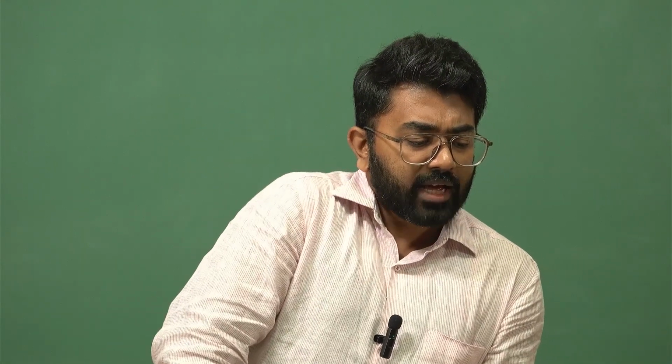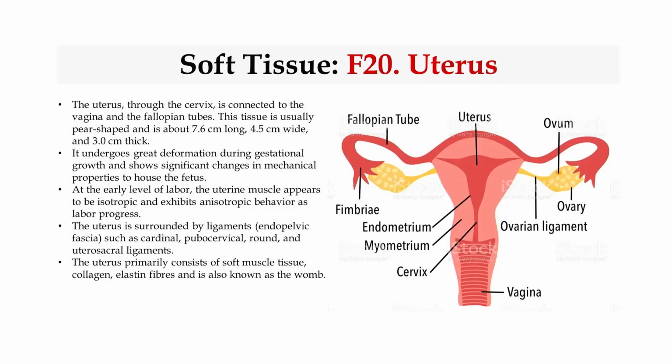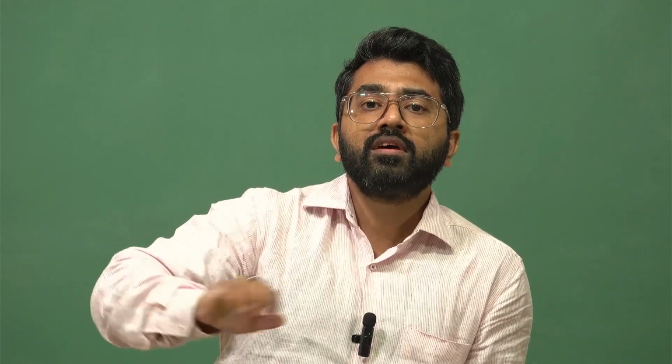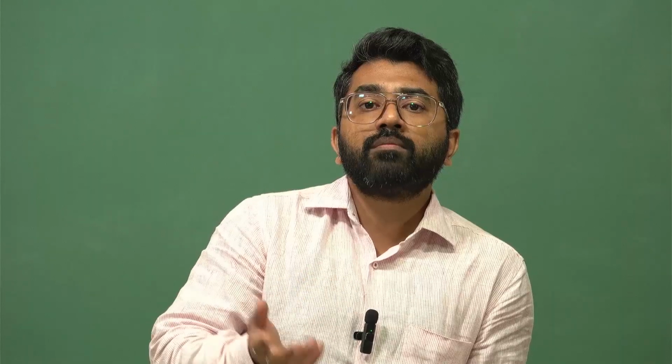At the early level of labor, the uterine muscle appears to be isotropic. This is another very important thing to note. However, it exhibits anisotropic behavior as the labor progresses. So the uterus muscle is isotropic, or similar if you pick a sample from any direction, but it becomes extremely fibrous and anisotropic as it progresses through the different stages of labor.